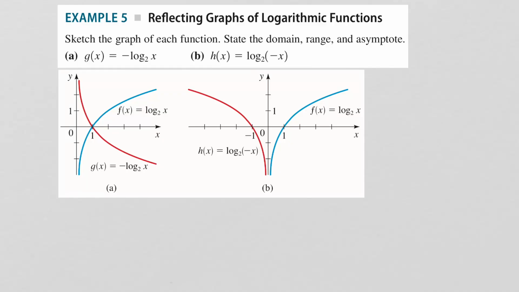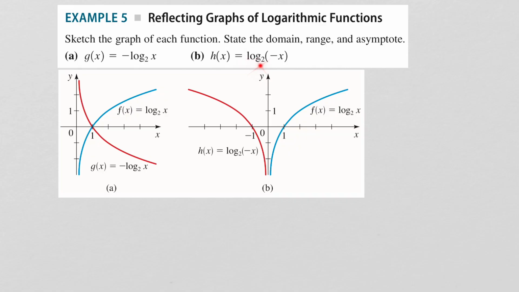Graphs of logarithms can be reflected using the properties that we learned previously. So for example, if I want to sketch the graph of negative log base 2 of x, we know that log base 2 of x has this graph. So putting a negative in front of it is just going to flip this graph over the x-axis. And so it yields this result.